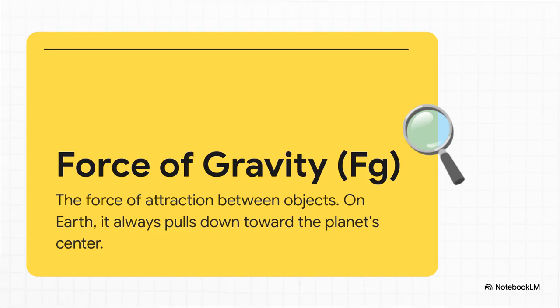First up, the headliner, the main event, the force of gravity. This is the force of attraction that exists between any two objects that have mass. Here on Earth, for our purposes, it's really simple. Gravity is a constant downward pull, straight toward the center of the planet. It's acting on you right now, it's acting on me, and it's definitely acting on that cup. All the time, no breaks.